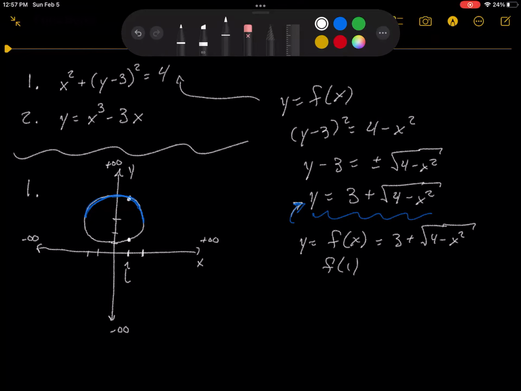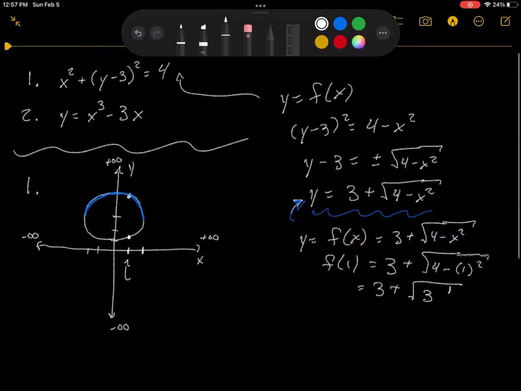F at 1 is 3 plus square root 4 minus 1 squared. That's 3 plus, what's that going to be? Square root 3. Exactly what that point was, right? We omitted that point because we didn't take the negative y values. We said that we're only going to take the positives, or rather, we chose that positive sign right there.